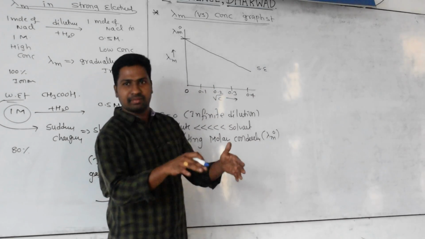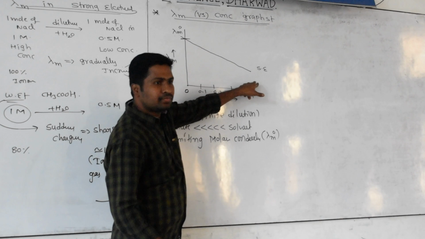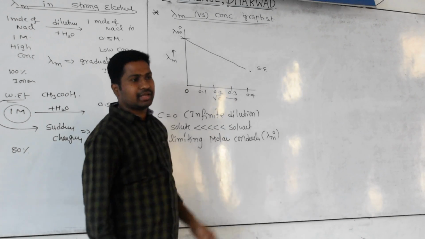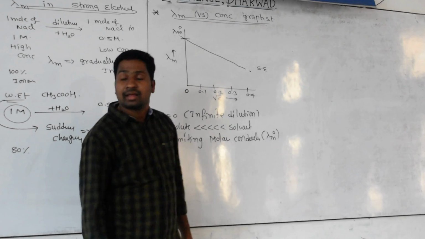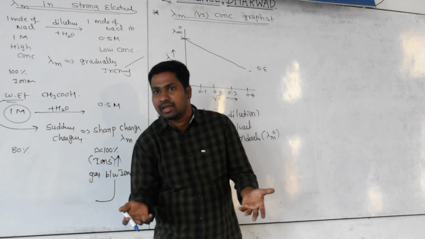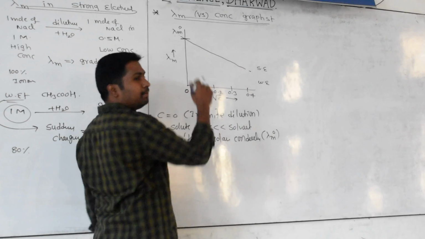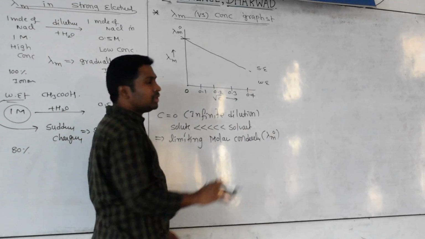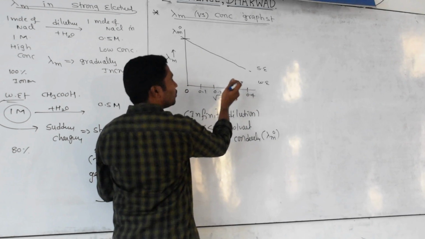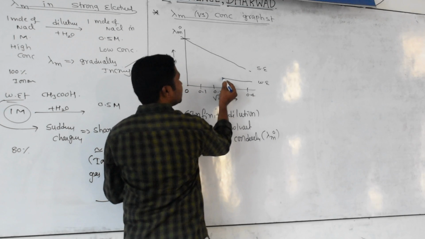Weak electrolytes also go on increasing in molar conductivity as the concentration decreases. My question: will the weak electrolyte graph come above or below the strong electrolyte graph? Below only. Why? In the case of a weak electrolyte, dissociation is initially less, so fewer ions and less conductance. That's why the graph for a weak electrolyte is definitely below the strong electrolyte. Now here also, you keep on adding water, so concentration will be decreasing, and as the concentration decreases, molar conductivity will keep on increasing. It comes like this, increasing.